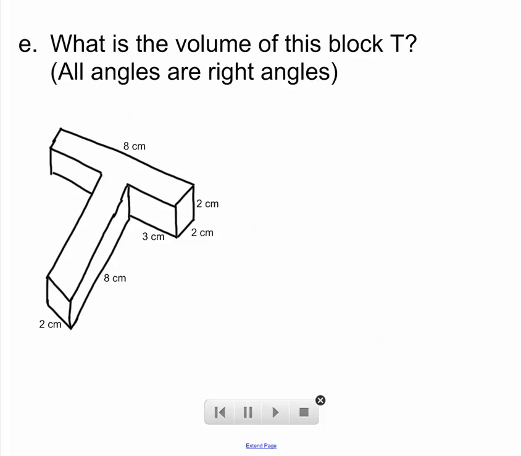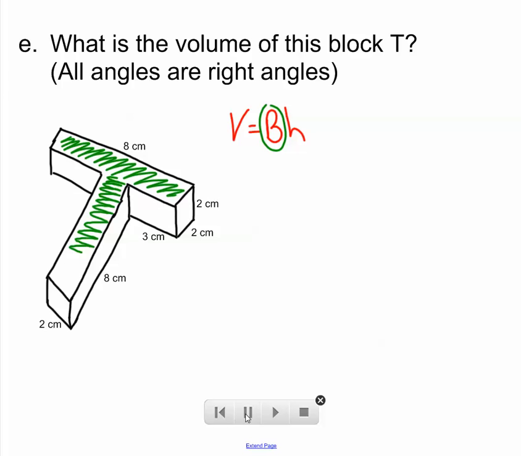What's the volume of this block T? All angles are right angles, so despite my poor drawing, just assume that all of these angles are right angles. The volume of the block. Well, volume is the area of the base times the height of the prism. Now the area of the base, what is the base? The base is the actual T shape that it's sitting on. So it's this rectangle and this rectangle. If we add those together, we'll have the area of the base.